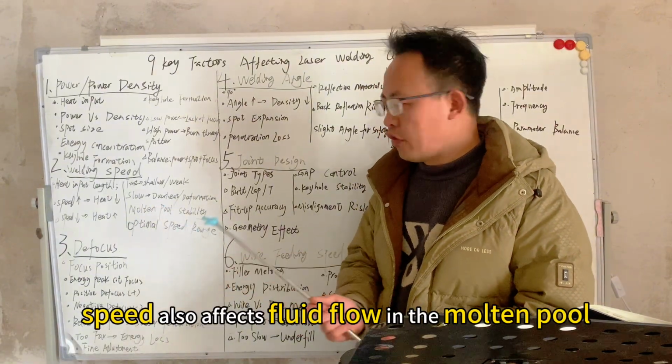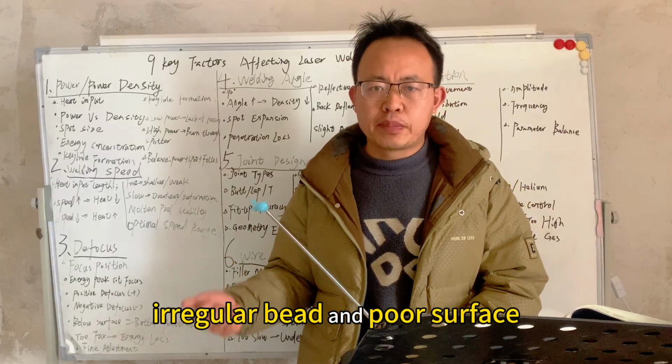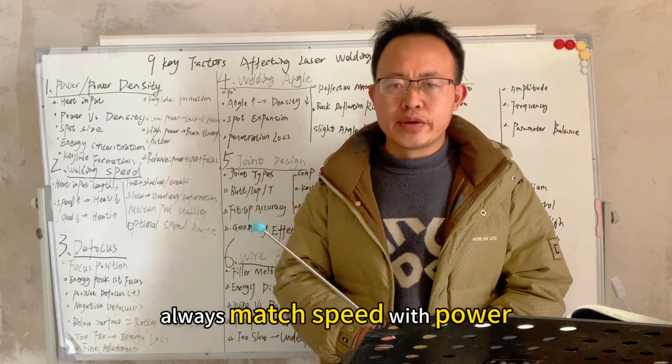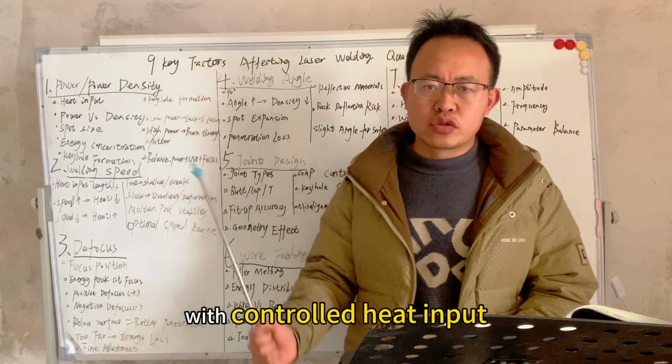Speed also affects fluid flow in the molten pool. Unstable flow leads to undercut, irregular bead, and poor surface. Always match speed with power. The target is consistent penetration with controlled heat input.